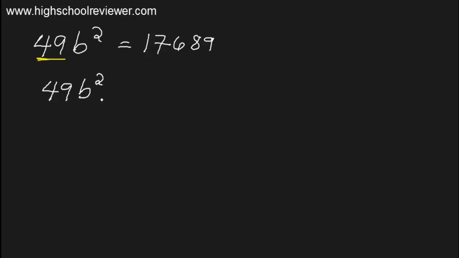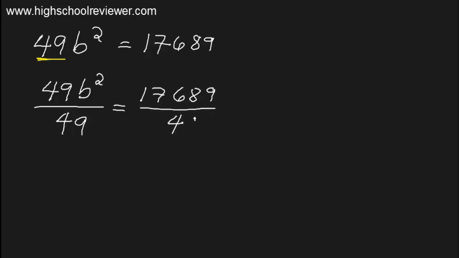Our next problem, we have 49b squared is equal to positive 17,689. So to solve for this, first we need to cancel out 49 from 49b squared. So to do this, we need to divide both sides of the equation by 49. So dividing, we will have 49b squared all over 49, equal to 17,689 divided by 49.